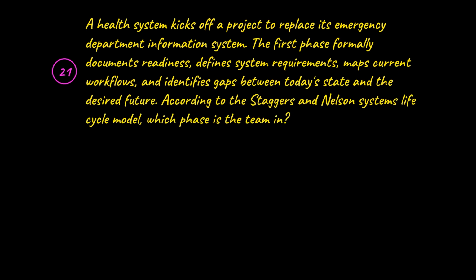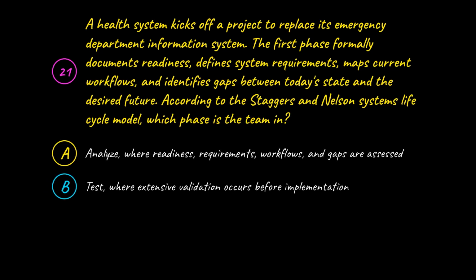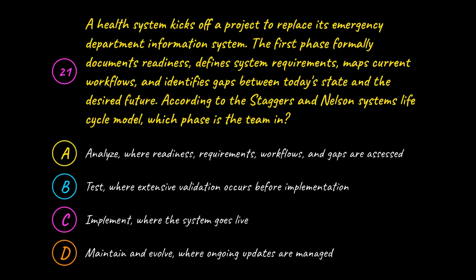Your options are A. Analyze, where readiness, requirements, workflows, and gaps are assessed. B. Test, where extensive validation occurs before implementation. C. Implement, where the system goes live. D. Maintain and evolve, where ongoing updates are managed. Pick one. Trust your gut.